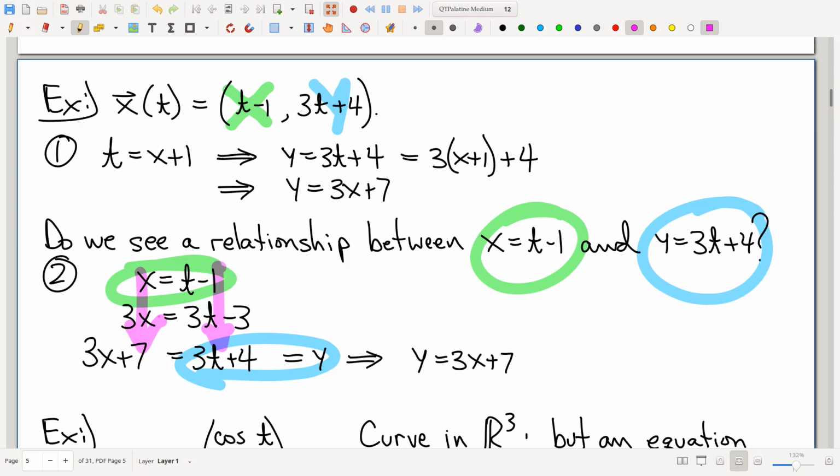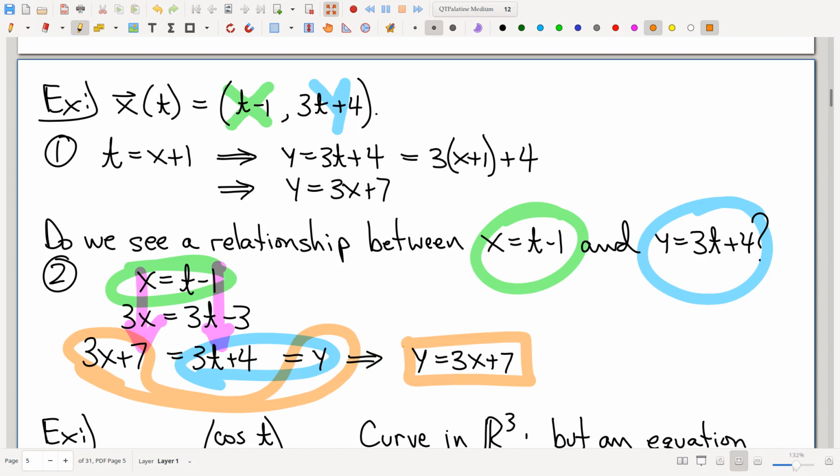And then notice what results. What results from this process is, again, an equation. Again, a familiar equation. Again, as it should be, the same equation that we got from the other method. So, a different method for coming to the same conclusion.